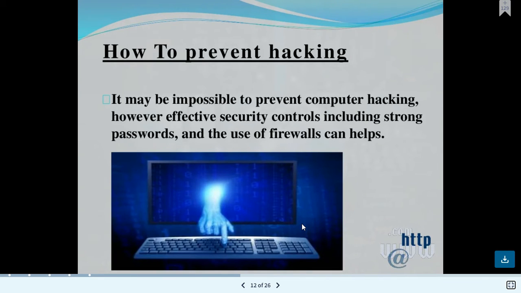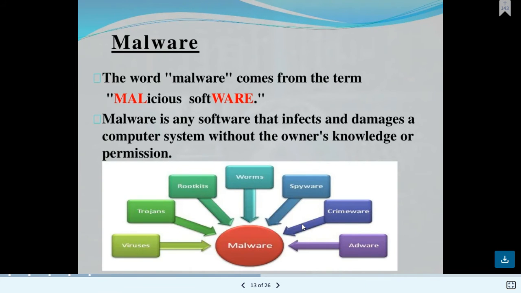How to prevent hacking? It may be impossible to prevent computer hacking. However, effective security controls, including strong passwords and the use of firewalls, can help you. So you need to use firewalls. And malware, what is malware? The word malware comes from the terms malicious software, mal plus ware, so it's called malware. Malware is any software that infects and damages a computer system without the owner's knowledge or permission.